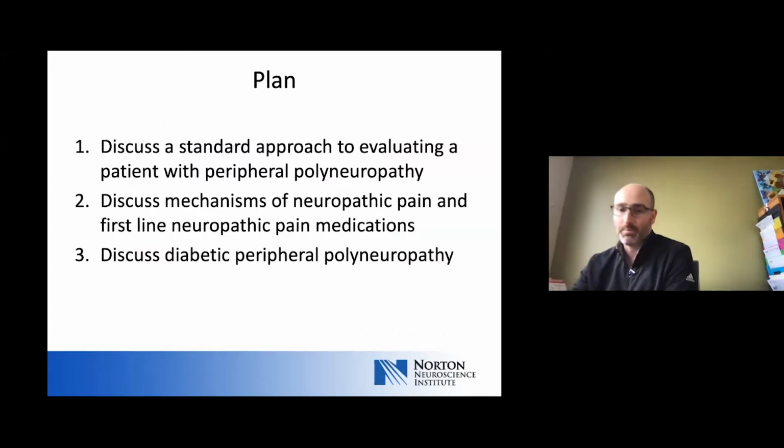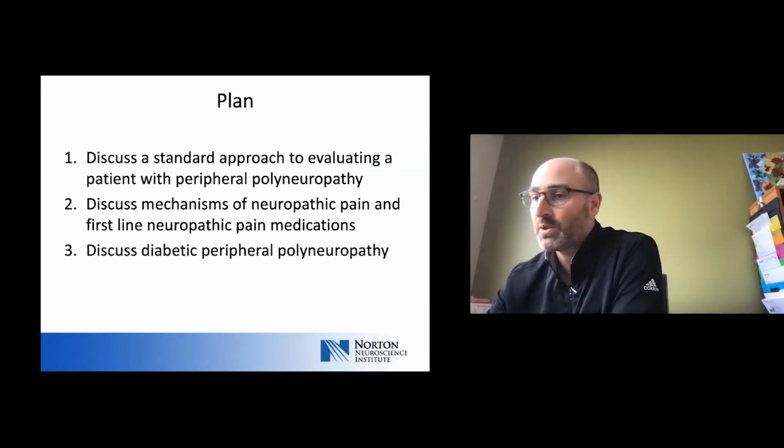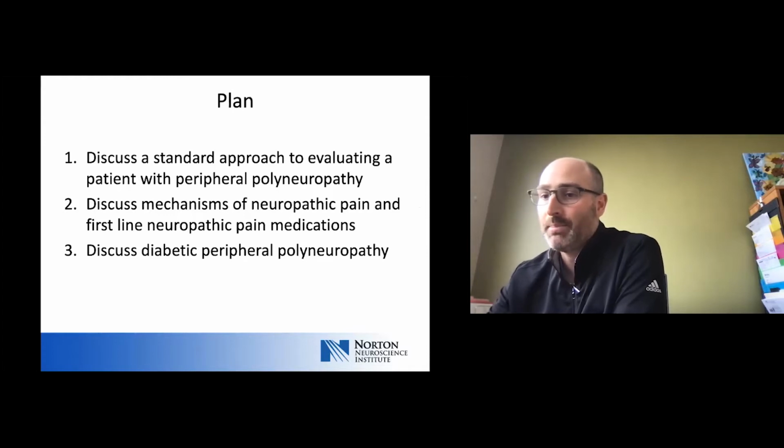So in terms of a plan today, what we're going to do is discuss a standard approach to evaluating our patients with peripheral polyneuropathy. And again, hopefully in a way that can be done in an efficient manner, because I know we're all busy. Then we're going to hit on mechanisms of neuropathic pain and the first tier neuropathic pain medications we use to treat them. And if we have time, we'll hit on just a few interesting notes about diabetic peripheral polyneuropathy.